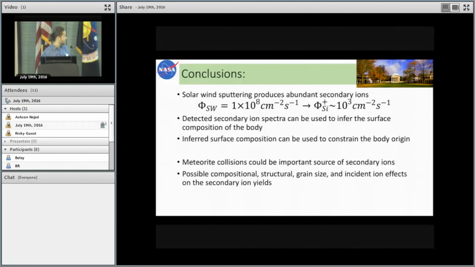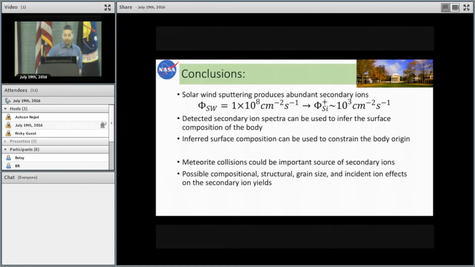We haven't looked at it in particular, but meteorite fluxes are also going to create ions, which could be detected and might be another source of material from deeper in the regolith. The sputtered material comes from the top couple nanometers. Meteorite collisions might give you information from even deeper into the sample. And then there are a lot of uncertainties in these measurements still.